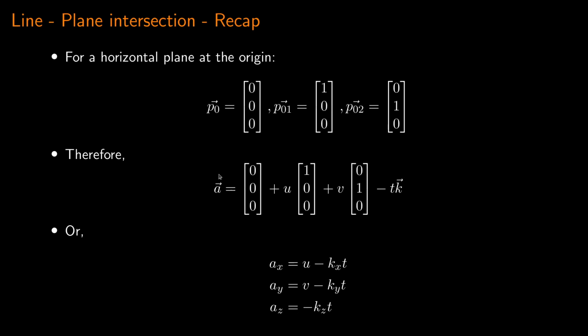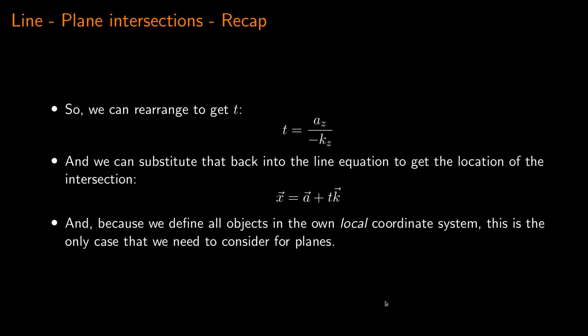And therefore we end up with this, that a is equal to 0, 0, 0 plus u times 1, 0, 0 plus v times 0, 1, 0 minus tk, or that the x component, ax, is equal to u minus kx t, ay equals v minus ky t, and az is equal to minus kz t. And then, of course, we can rearrange to get t.